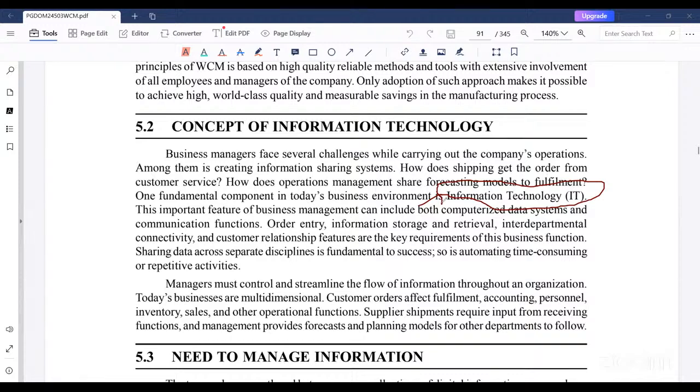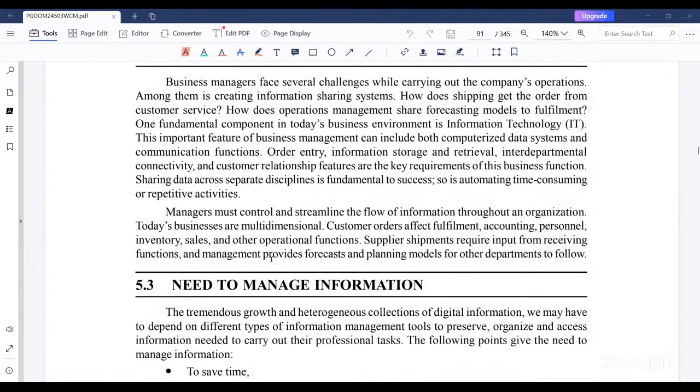So here managers must control and streamline the flow of information throughout an organization. Today's businesses are multidimensional, and customer orders affect fulfillment, accounting, personnel, inventory, sales, and all other operational functions. Also, supplier shipments require input from receiving functions, and management provides forecast and planning models for other departments to follow. So without information technology nowadays, it is highly impossible for the management to take spontaneous and immediate decisions.